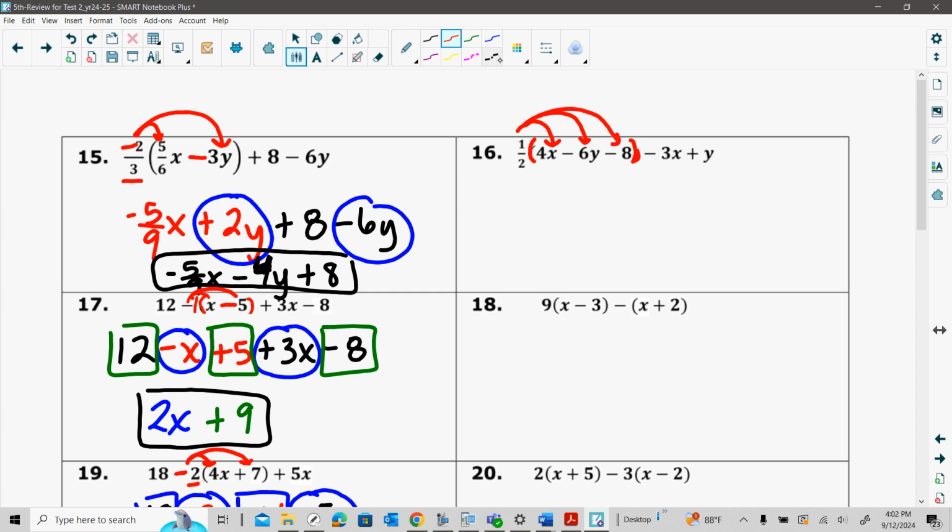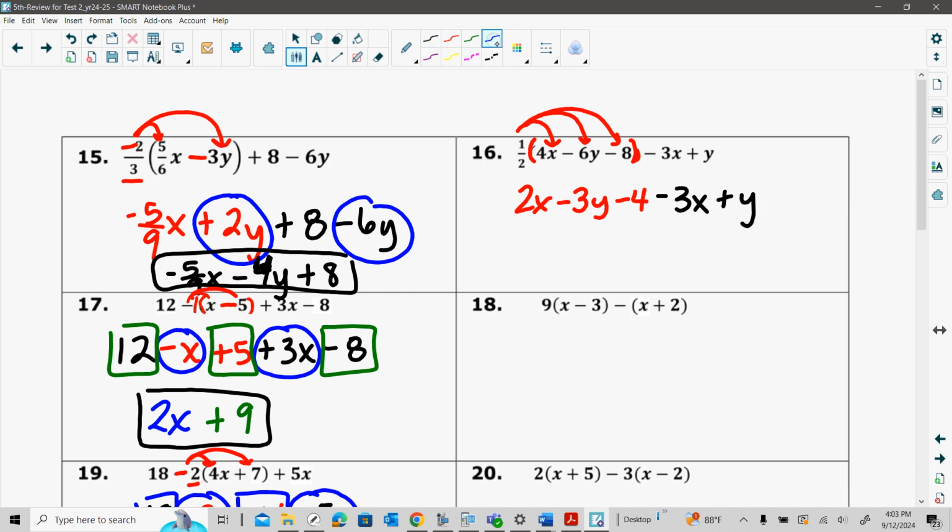So basically this is saying half of 4x, that would be 2x. Then half of a negative 6 or minus 6 here, that would be minus 3y. And then half of this minus 8 is minus 4. We keep everything else, the minus 3x plus y.